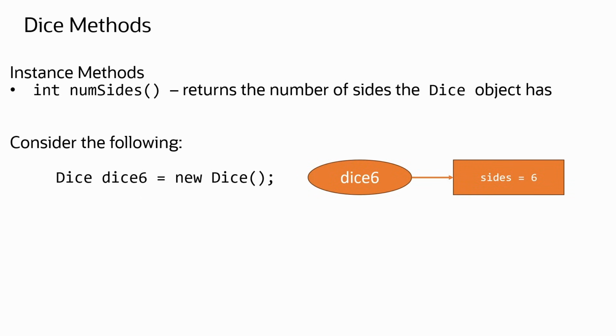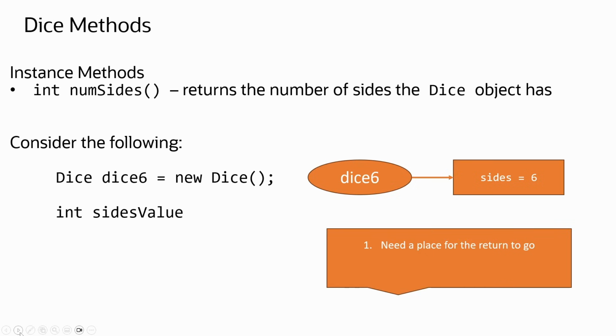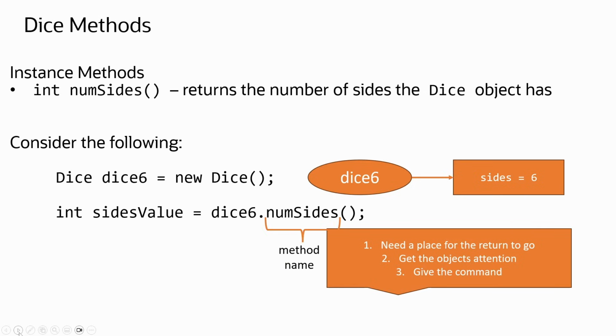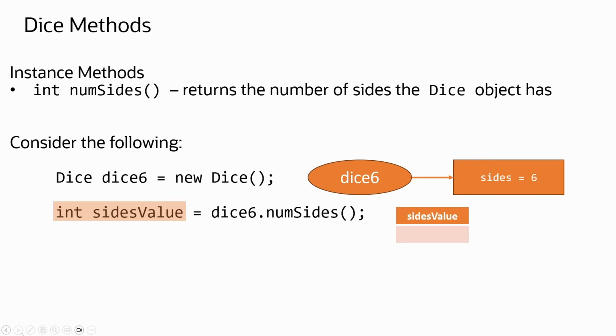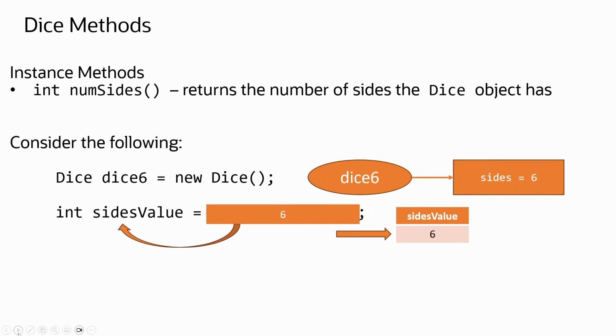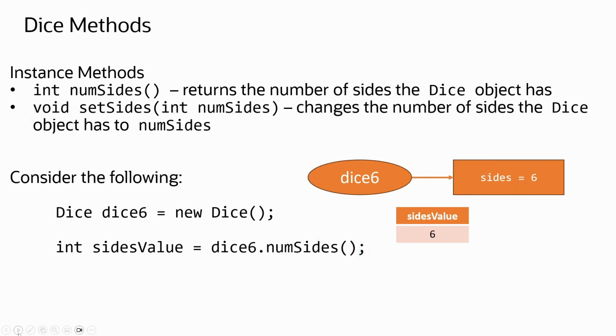Let's look at an example of how we would use numSides. To call this method, we will need a place for the value to be returned to. In this case, we chose to create a variable. Since the return type is int, the type of the variable needs to be of a compatible type. We used int. Then we need to get the dice object's attention by using its name, dice6, which is the object name, and then the dot operator, and then give the command, which is the method numSides. So int sidesValue is going to equal the value of this expression, dice6.numSides(), which is the value 6, and so sidesValue gets the value 6.